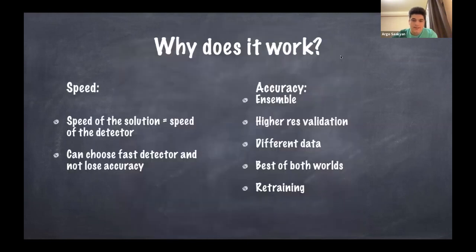So why does this technique work? Let's first discuss why it is fast. There are two main points. The first one is that the speed of our whole solution is tied to the speed of the first neural network, the detector. It is because our second net runs just in cases where the first net finds anything. So 99% of the time, our second net is idle.